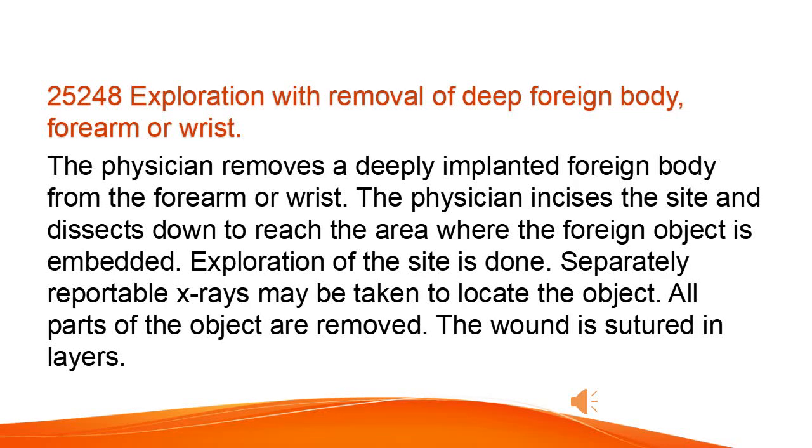Exploration with removal of deep foreign body, forearm, or wrist. The physician removes a deeply implanted foreign body from the forearm or wrist. The physician incises the site and dissects down to reach the area where the foreign object is embedded. Exploration of the site is done. Separately reportable X-rays may be taken to locate the object. All parts of the object are removed. The wound is sutured in layers.